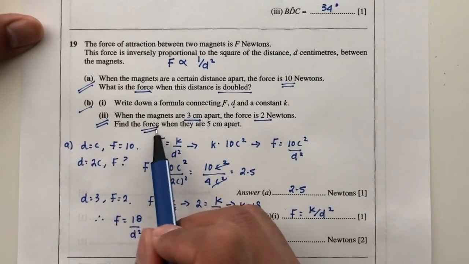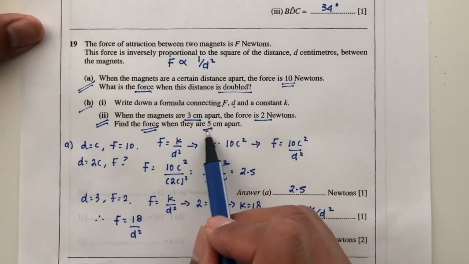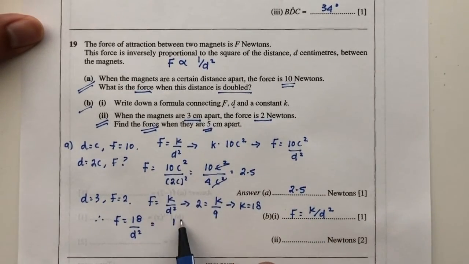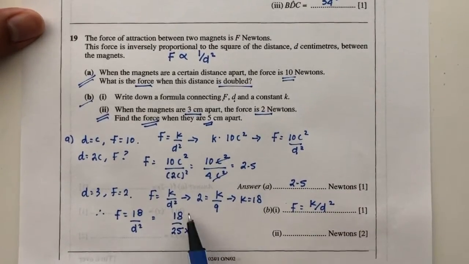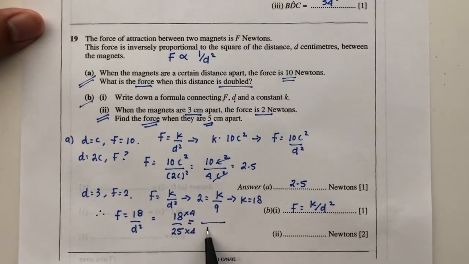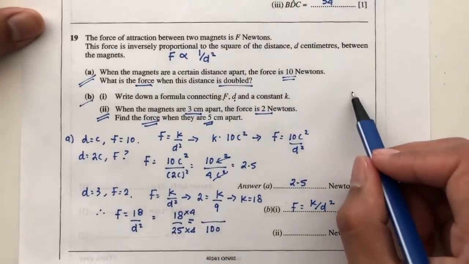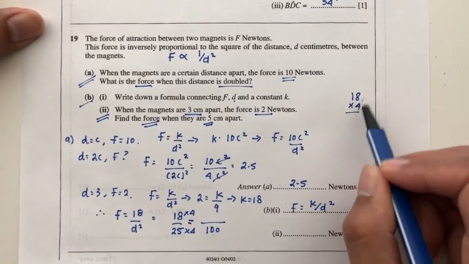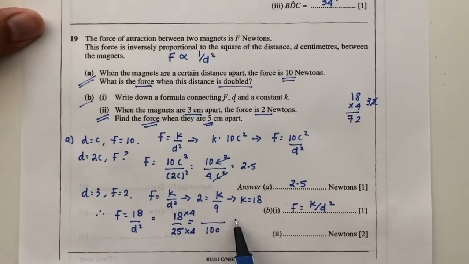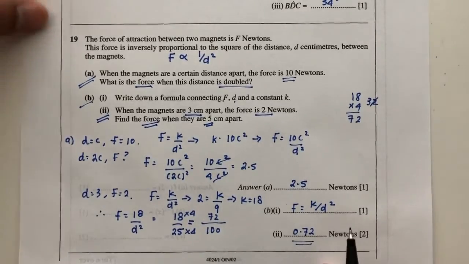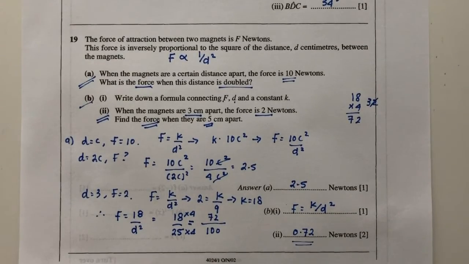So find the value of F when they are 5 centimeters apart. So 18 divided by 5 square, which is 25. So you can multiply by 4 here and 4 here as well. That will be 100. So 18 times 4, let's see what we have. That will become 72. So it becomes 72 divided by 100, that will be 0.72. That will be the answer for part 2.